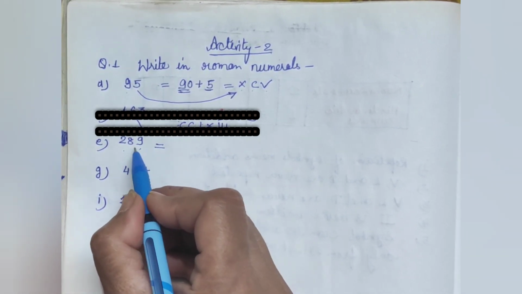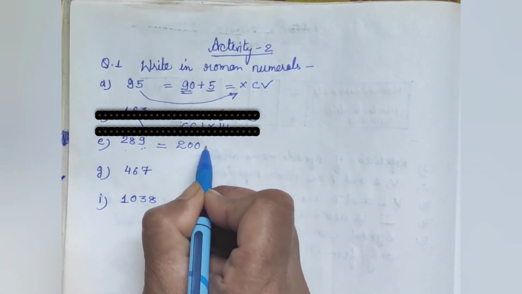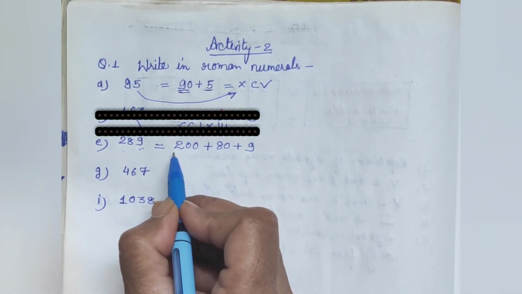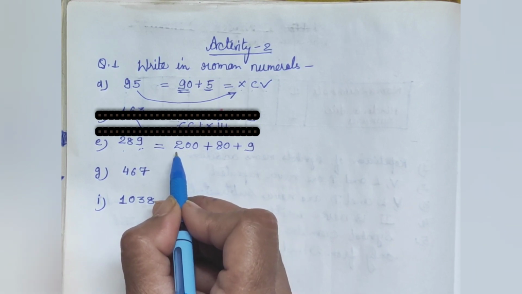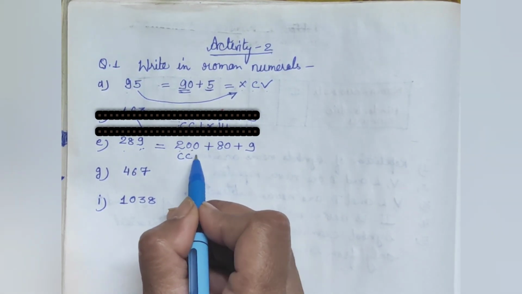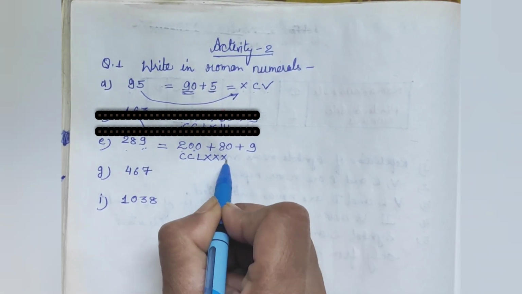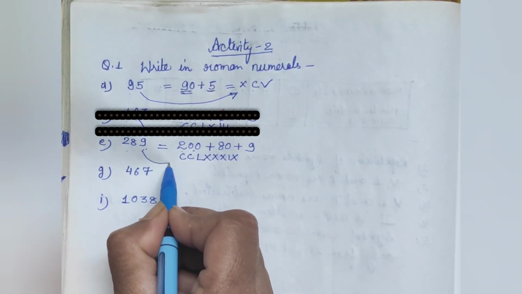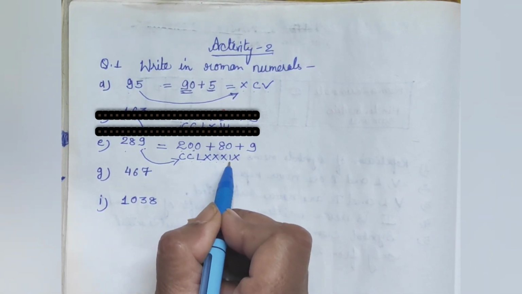289. In 289, first we write in expanded form 200 plus 80 plus 9. As we know, students, C is for 100 and CC is used for 200. And for 80, we write LXXX. And for 9, we write IX. So 289 is written as CCLXXXIX.